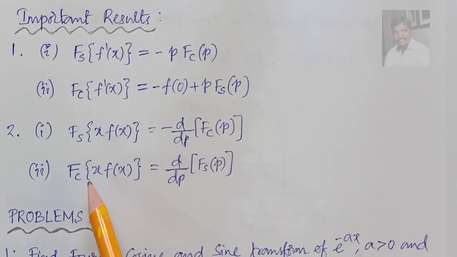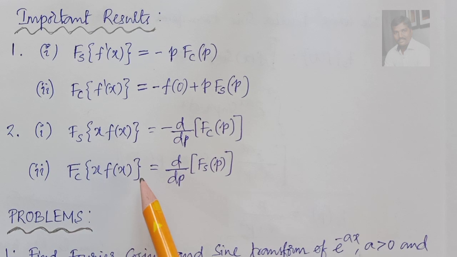And similarly, if we know the Fourier sine transform of e^x and are asked to find the Fourier cosine transform of x e^x, then we can use this formula. Not only e^x, we can use any other functions also. We can apply these important formulas. Okay, thank you.